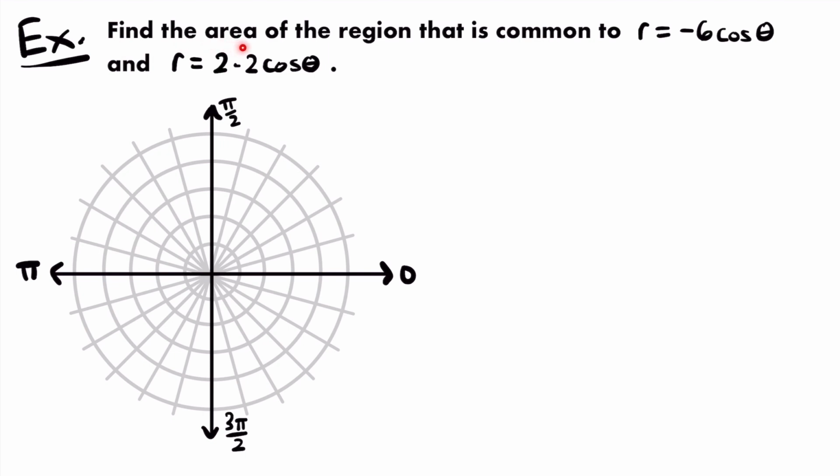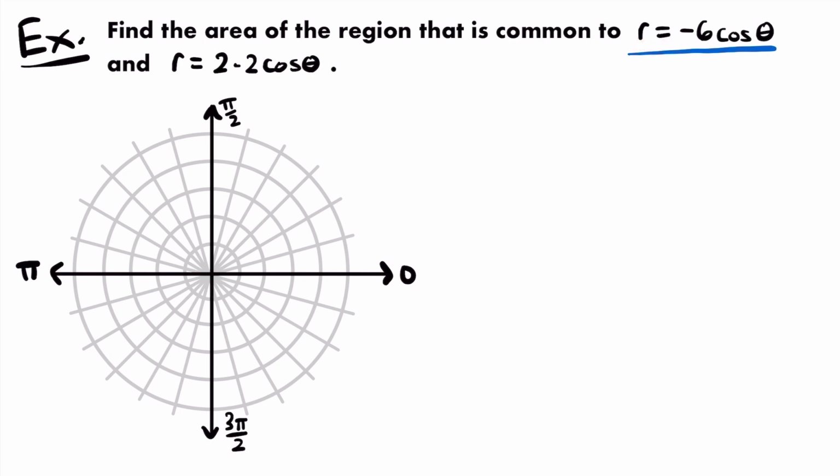We want to find the area of the region that is common to r equals -6 times cosine theta and r equals 2 minus 2 times cosine theta. Okay, so if we want to find the area of the region that is shared between these two polar equations, the first thing that we need to do is graph those polar equations. And so let's start with r equals -6 times cosine theta.